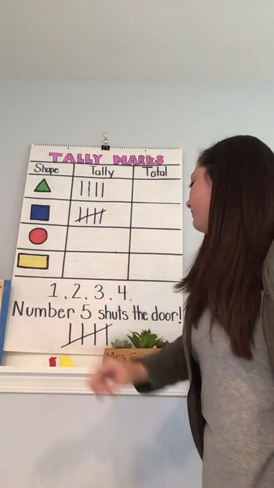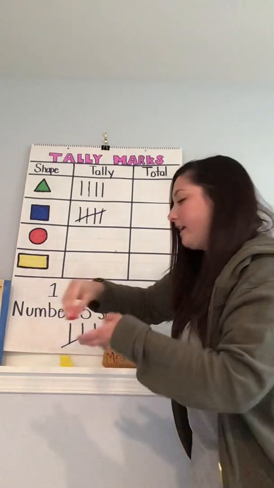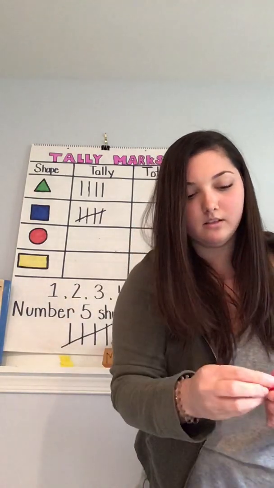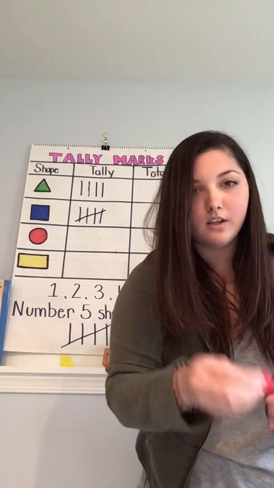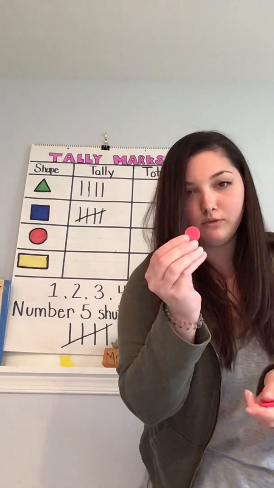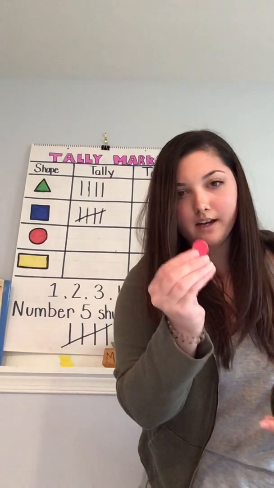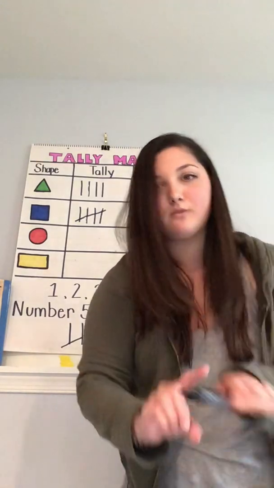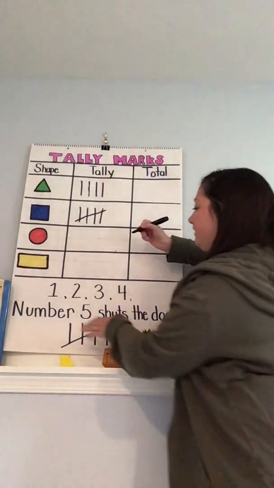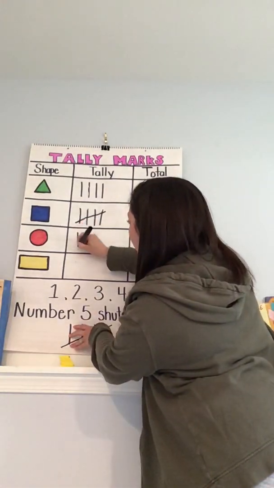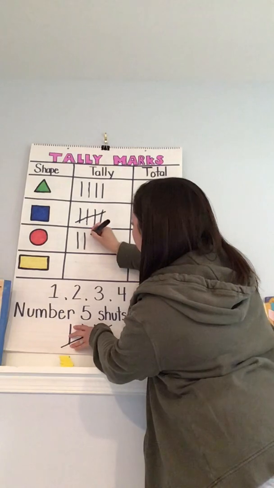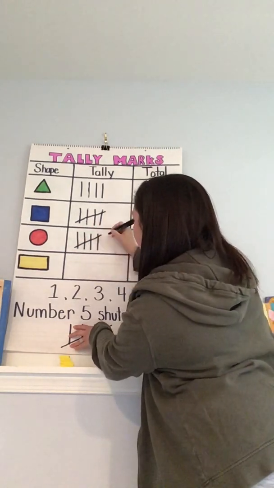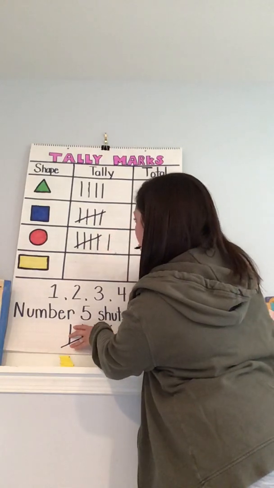All right, now let's look at my red circles. Let's see how many of those I have. Okay, count with me. Ready? 1, 2, 3, 4, 5, 6. All right, I have 6 red circles. 1, 2, 3, 4. Number 5 shuts the door. 6.